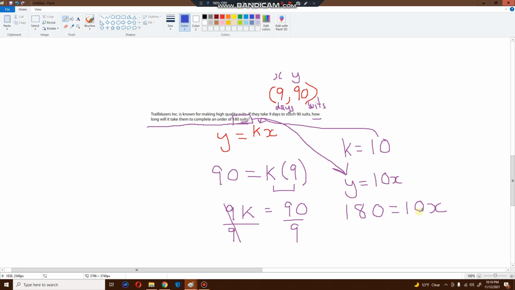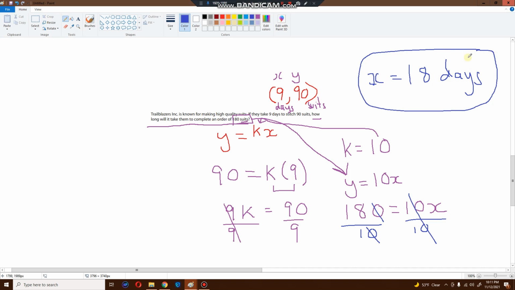How do I do that? You divide both sides by 10. 10 cancels, and 180 divided by 10 is 18. Final answer, x is equal to 18. So the answer to how long will it take them is 18 days. You see that? We used the direct variation equation to help us solve a word problem.